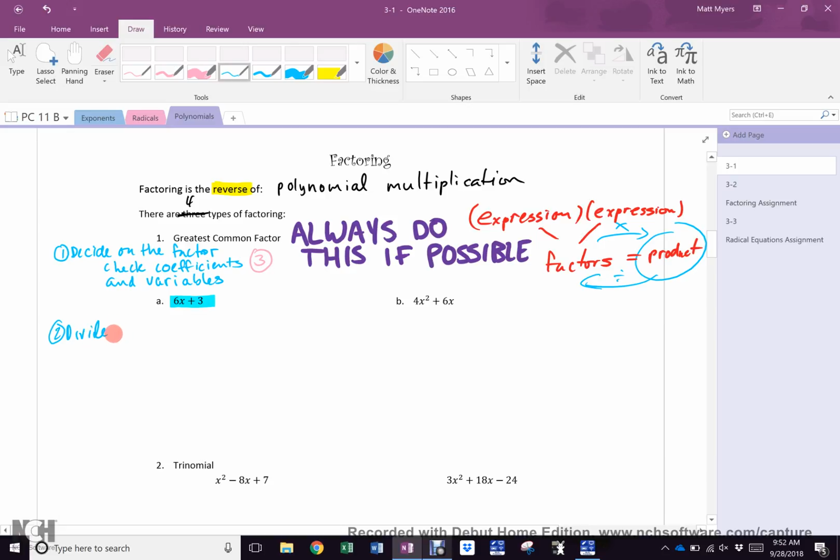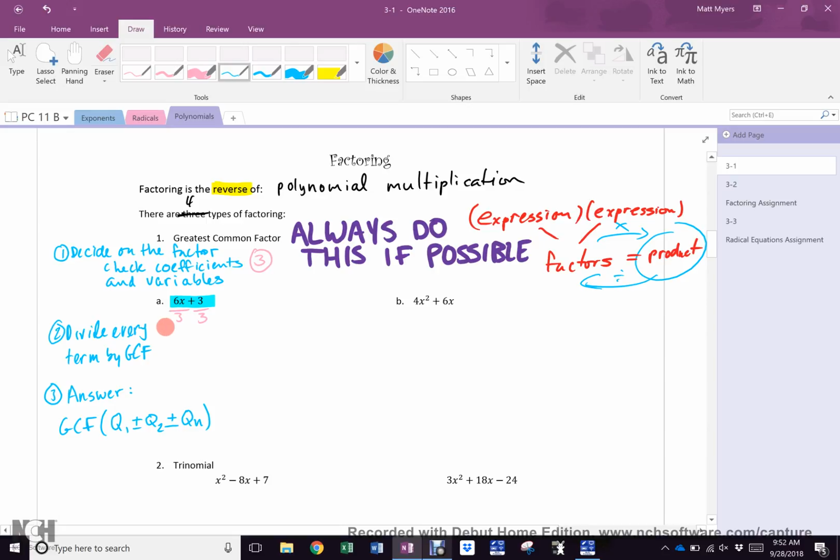Step 2. Divide every term by the GCF. So, it's 3. I'm going to divide that by 3. I'm going to divide that by 3. And step 3, write your answer. Answer thusly. You write the GCF, then a bracket, then you write all of the quotients that you got. Because this is a quotient.